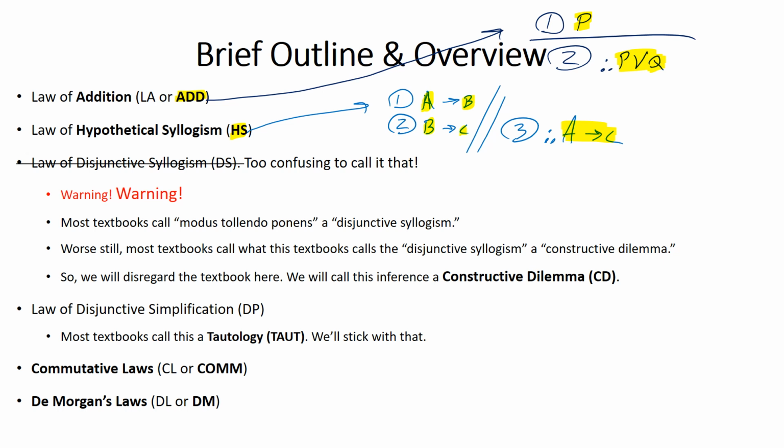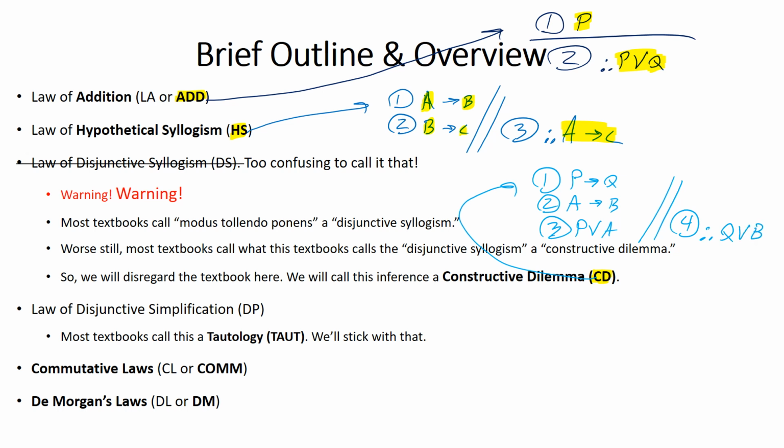For what we will be calling a constructive dilemma, CD, we have something like this. First premise, if P, then Q. Second premise, if A, then B. Third premise, P or A. And then we can conclude that therefore Q or B. Because our third premise is a disjunction, we know P must be the case or A must be the case, or both of them might be the case. But if P is the case, Q must be the case. If A is the case, B must be the case. And so we have the disjunction Q or B.